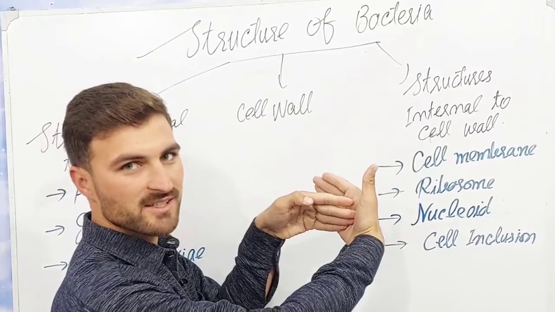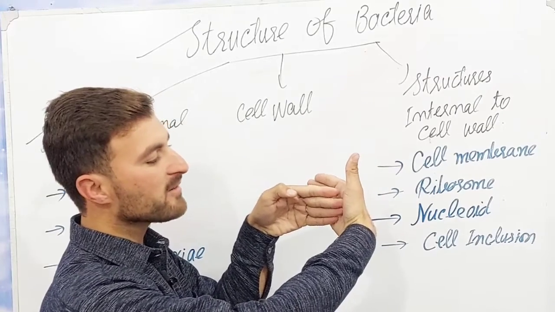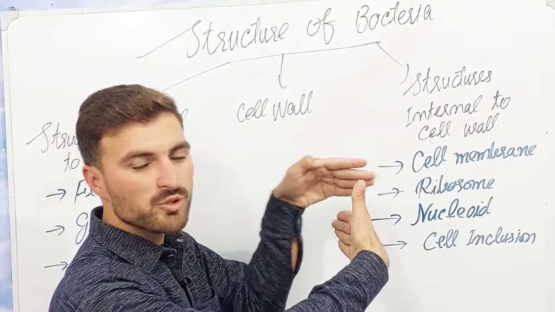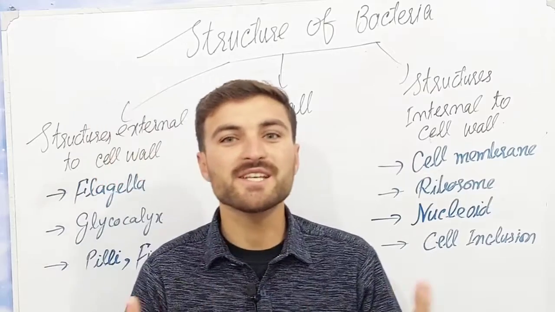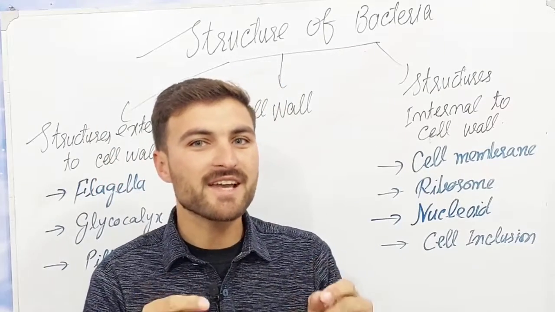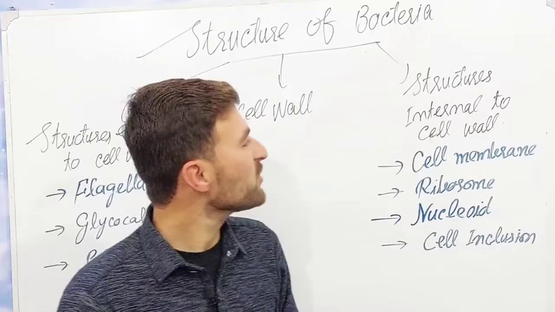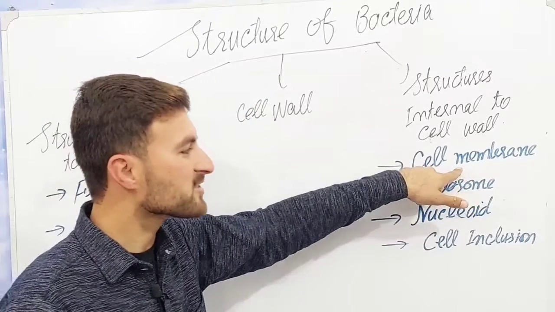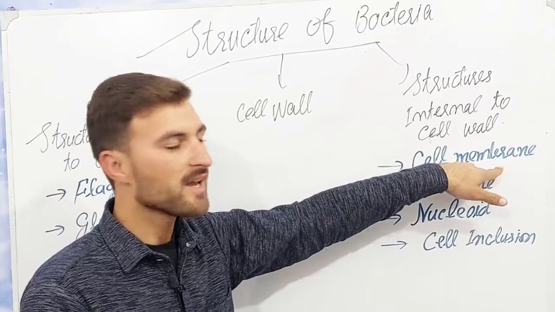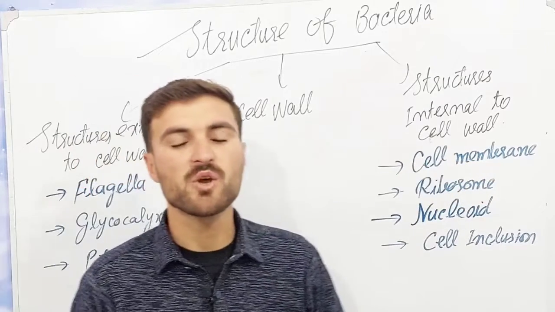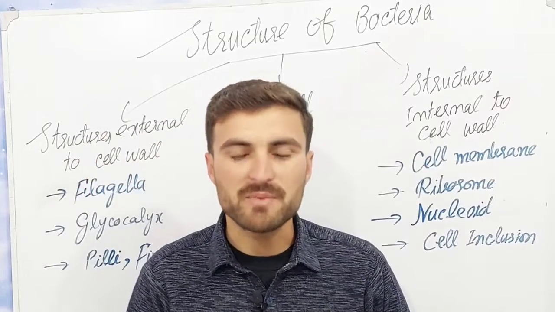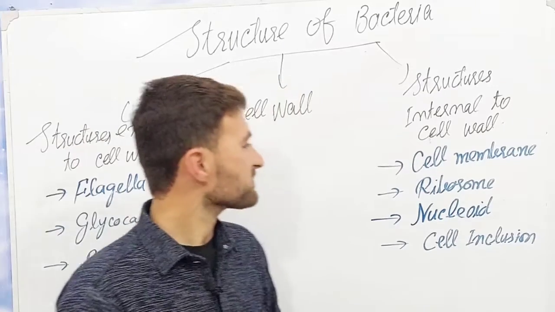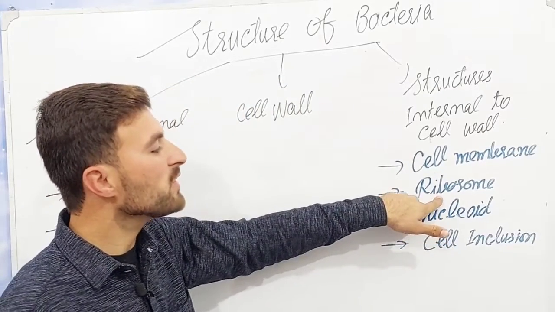So we reach this cell wall, and after this cell wall we will proceed and see what is there inside the cell wall. The first one is the cell membrane. We will discuss the structure of the cell membrane, and we will also discuss the drugs which affect the cell membrane. Then we will proceed to the ribosome.